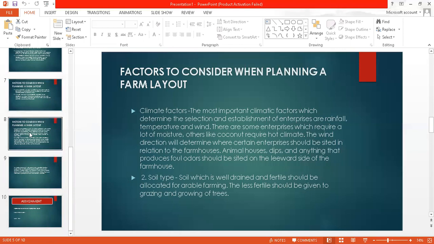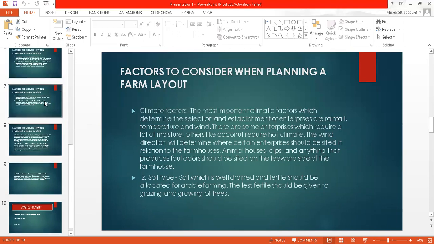For example, a cow shed, we know that it will be oriented east to west so that the animals can have maximum sunlight. And also the orientation for greenhouses. We know that animal houses, dips, and anything that produces foul odors should not be sited on the leeward side of the farmhouse. This is because the odor will be swept directly into the houses, which will create, of course, discomfort. The second factor we need to look at when planning a farm layout is the soil type.